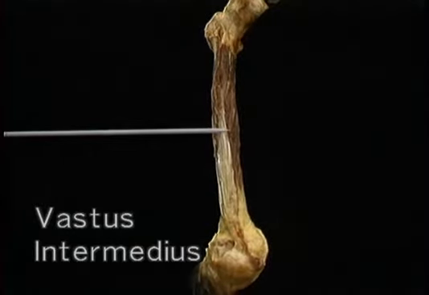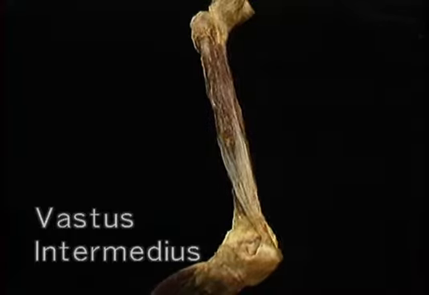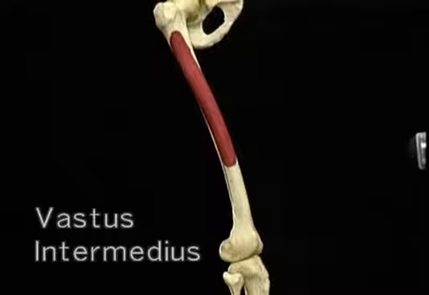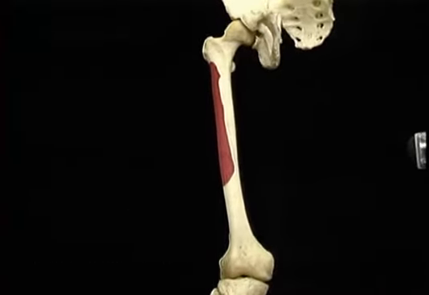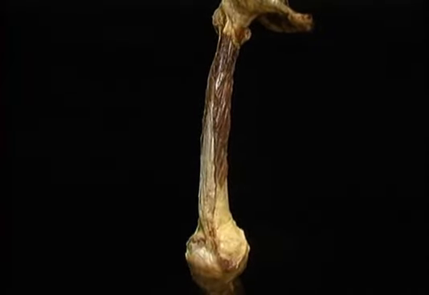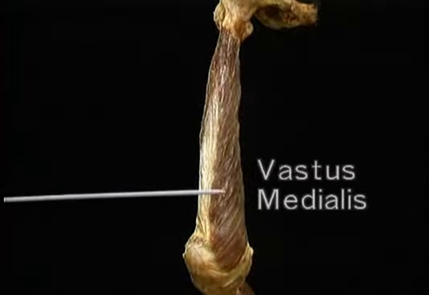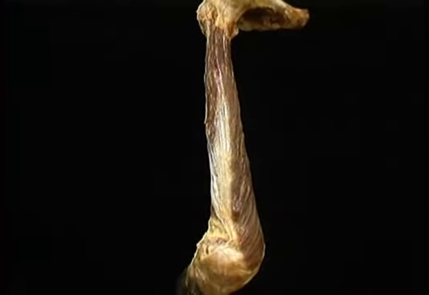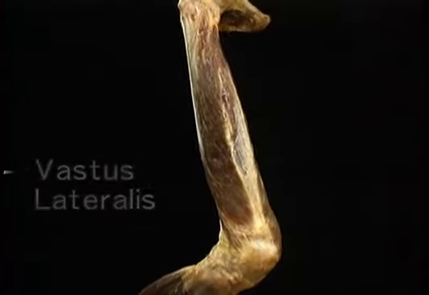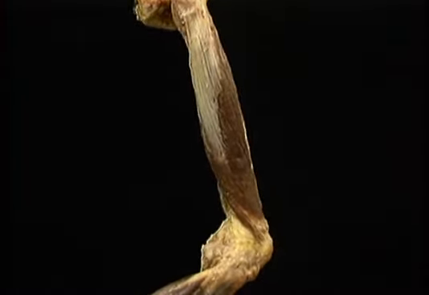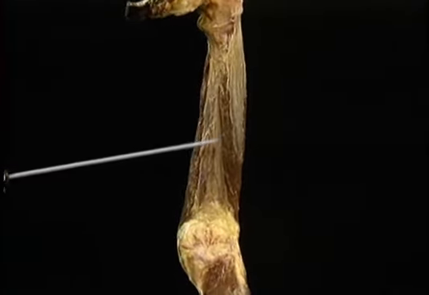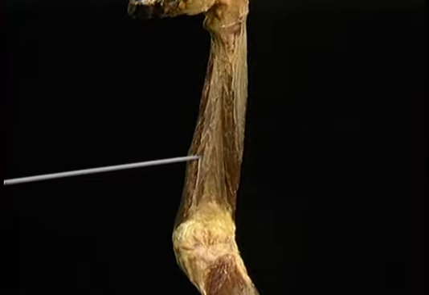Here it is. It forms a bulge on the front of the femur. Vastus intermedius arises from this broad area around the lateral aspect and front of the femur. Wrapped around the outside of vastus intermedius are vastus medialis and vastus lateralis. These two cover vastus intermedius almost completely. Their fibers run obliquely all the way round to the back. Here's lateralis, here's medialis, almost meeting it.